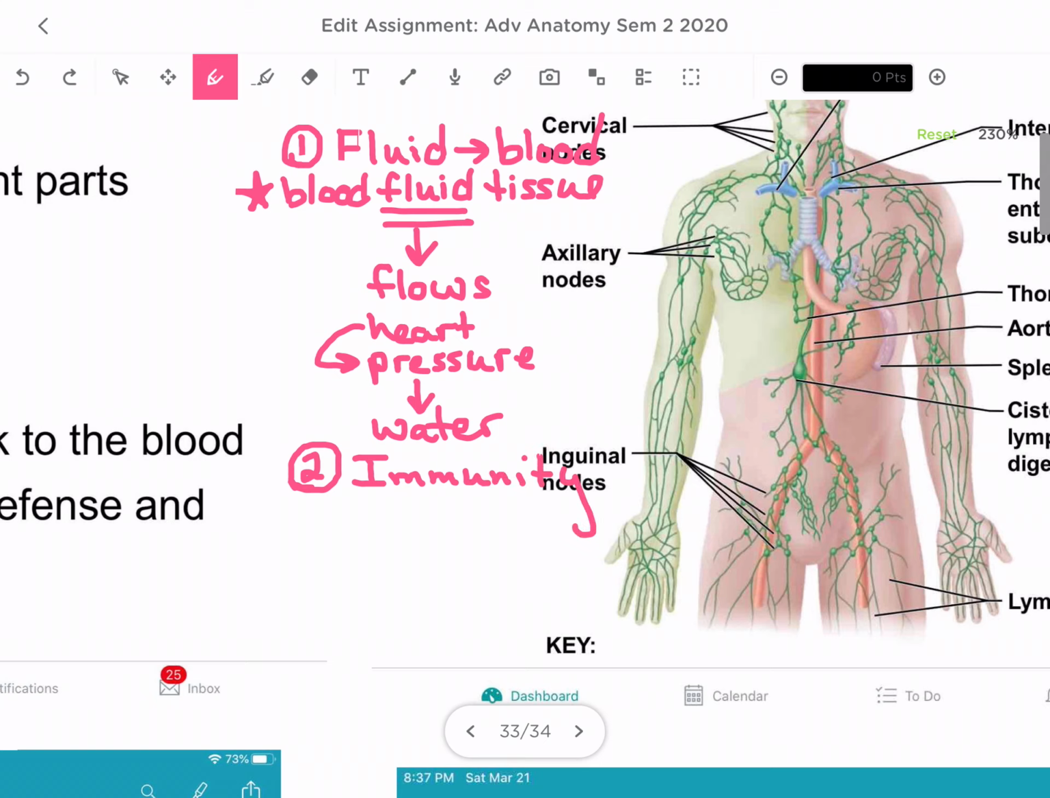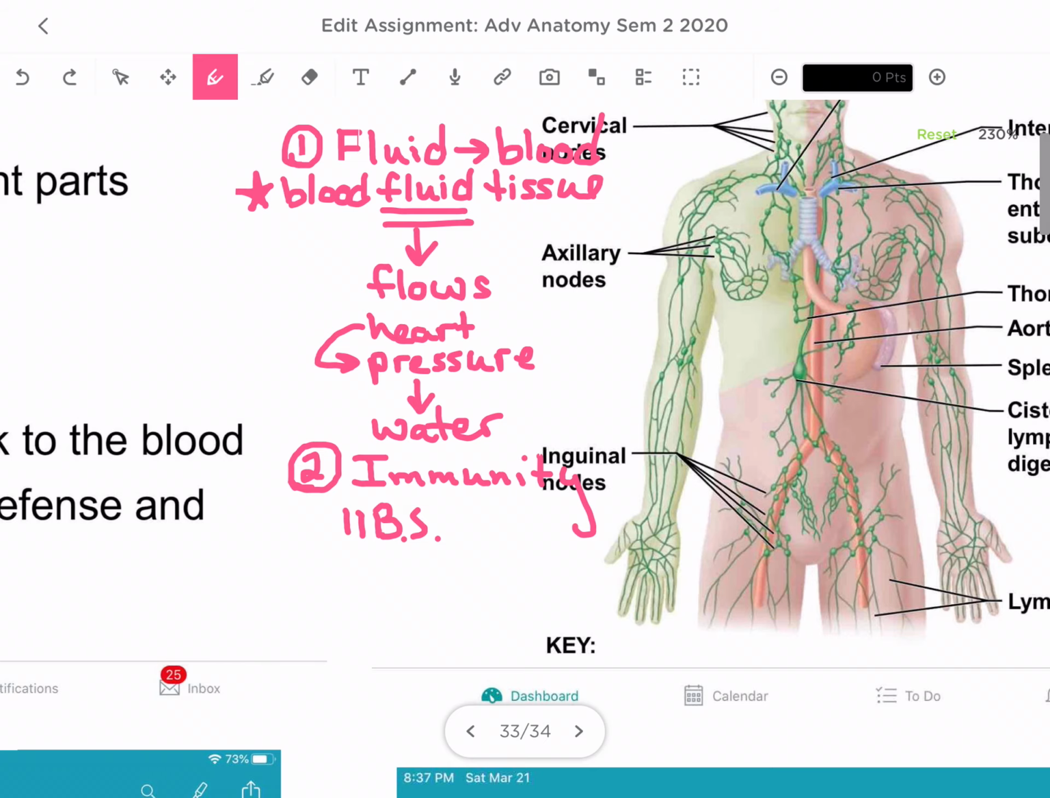So when we talk about immunity, if you remember the very beginning of this year, we talked about the 11 body systems. The 11 body systems, and the immune system was actually not one of them. Immunity is the responsibility of the lymphatic system.